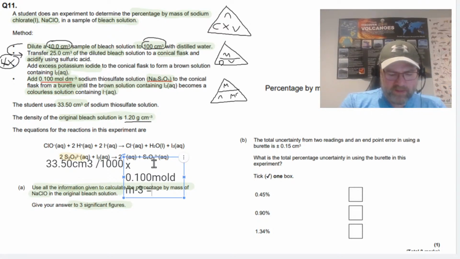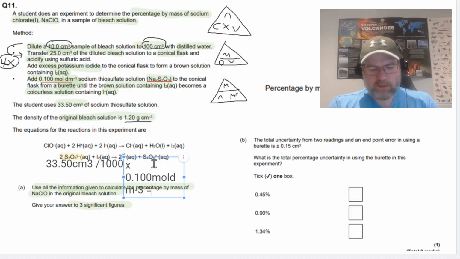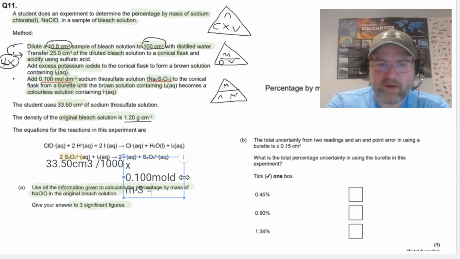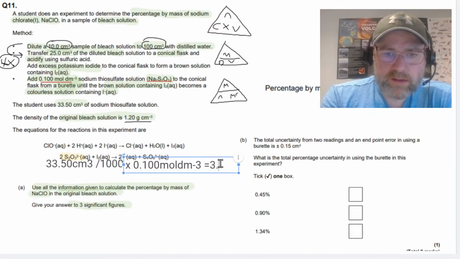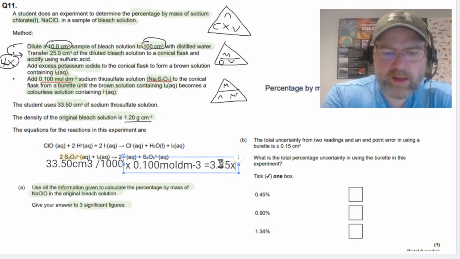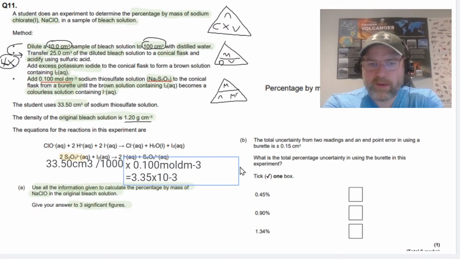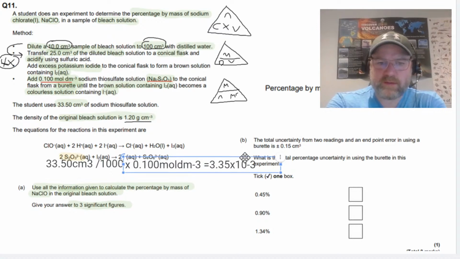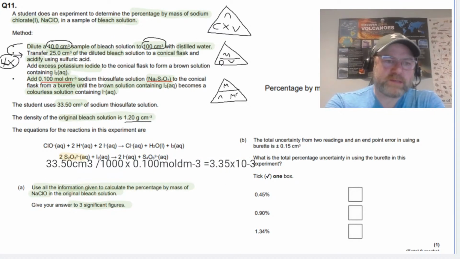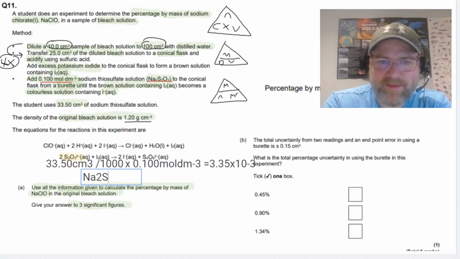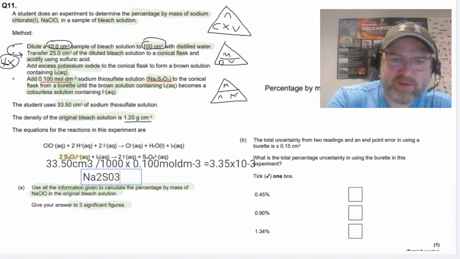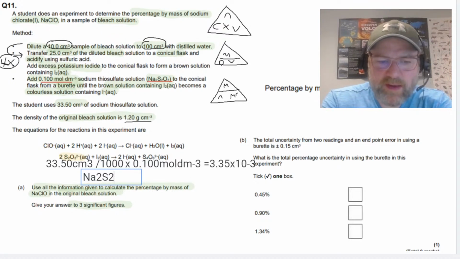So let's do 33.50 divided by 1,000 equals that times 0.100. And that equals 0.00335, or 3.35 times 10 to the minus 3. So you could write that times 10 to the minus 3, or you could write it as 0.00335. And that is of sodium thiosulfate. So that's scored our first mark. That's of the Na2S2O3.